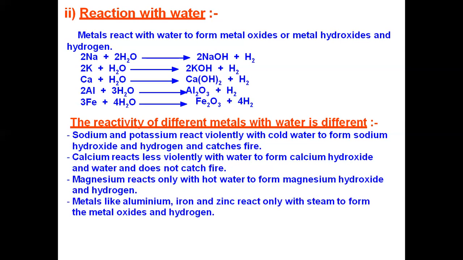The next are metals like aluminium, iron, and zinc, which react with steam to form metal oxide and hydrogen, which means a high temperature is required for the conversion of iron to iron oxide and zinc to zinc oxide. So this is about the reactions of metals with water.